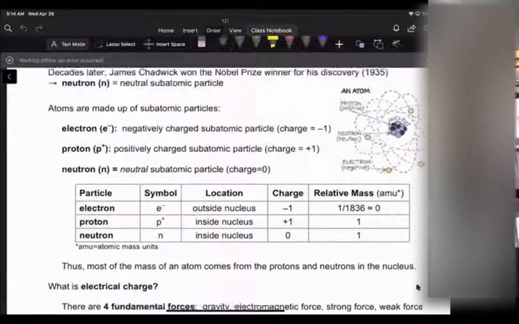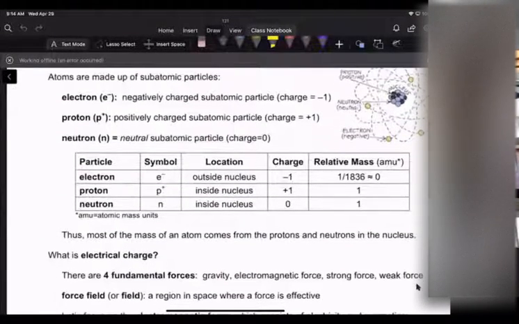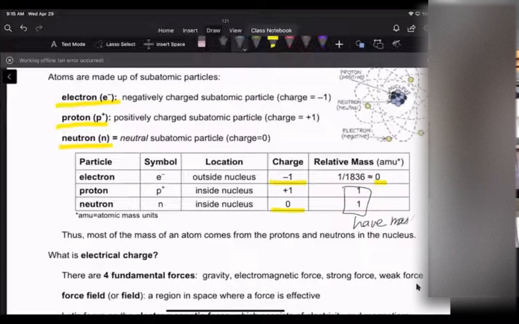So these are the subatomic particles. Electrons have a charge of -1, and we say a relative mass of 0, 1 over 1836 of the mass of protons and neutrons. Protons are positive. I like to show that little charge. And then neutrons are neutral. They have no charge, but they do have mass. So these guys have mass and they live inside the nucleus. Electrons have essentially no mass and they're on the outside.